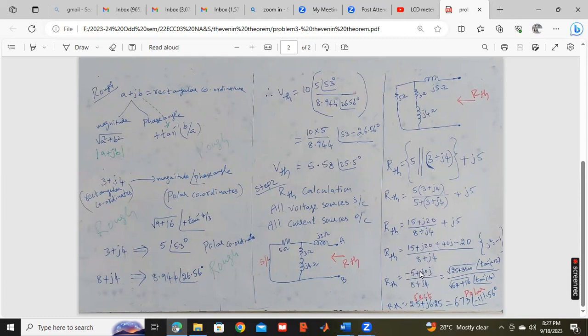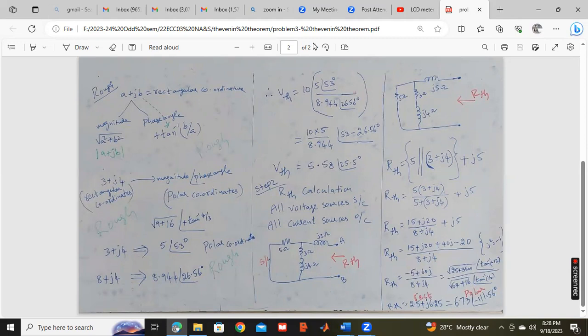Now calculate the magnitude for the numerator, square root of A square plus B square, and the phase angle, tan inverse imaginary by real. The denominator also has magnitude square root of A square plus B square, then angle tan inverse B by A. After we simplify, it becomes 6.73 angle minus 111.56. This is in polar coordinates. Or you can do rationalization in rectangular coordinates, and it becomes 2.5 plus J6.25. From the rectangular form itself you can simplify and get this answer, or otherwise in polar coordinates you can simplify and get this answer.